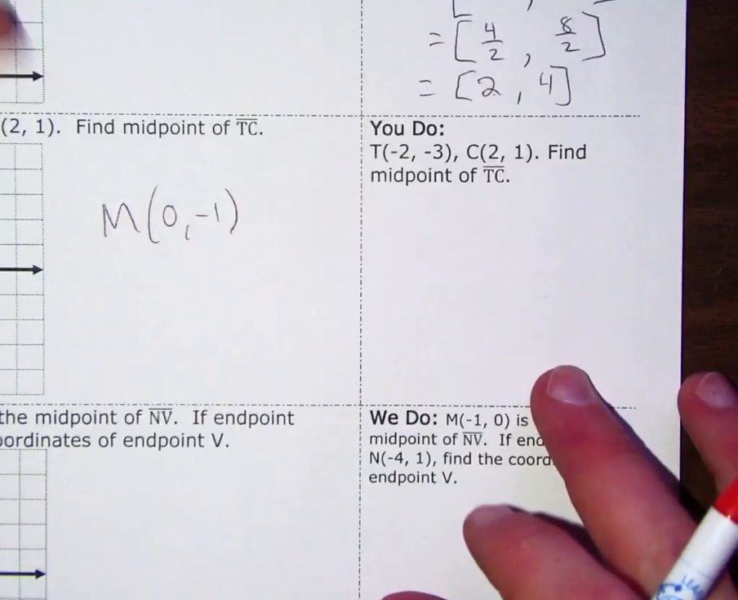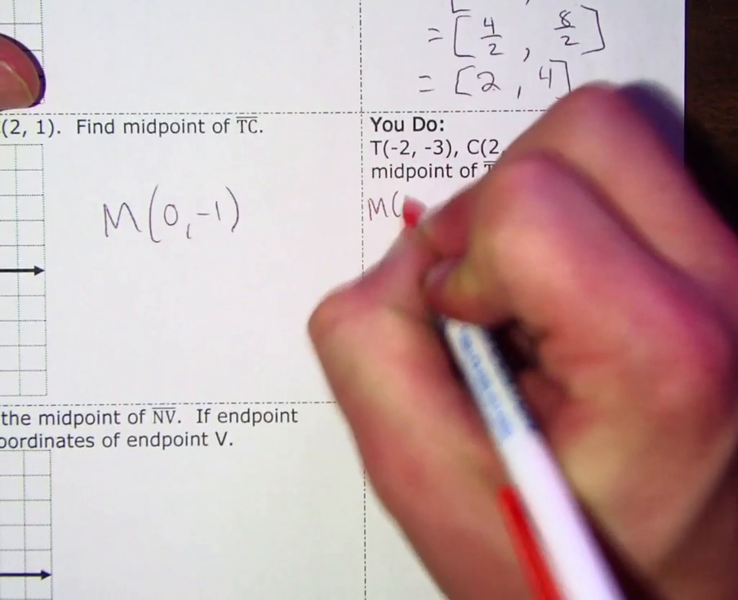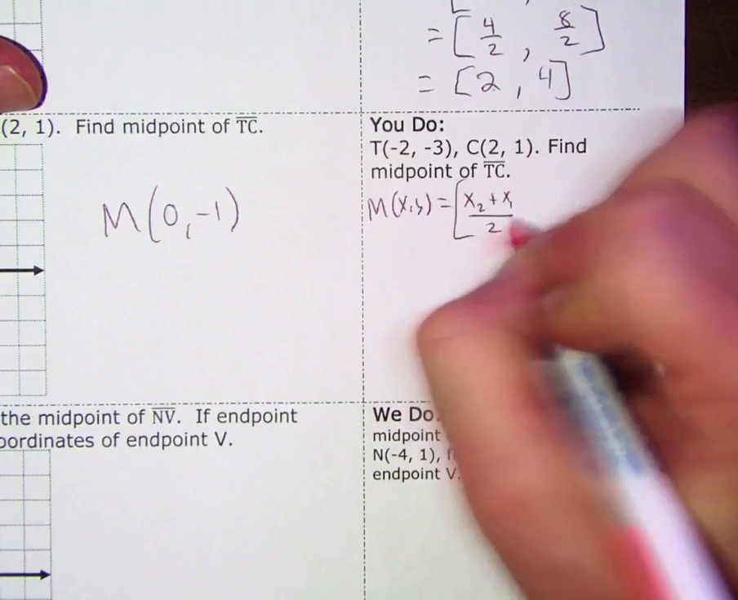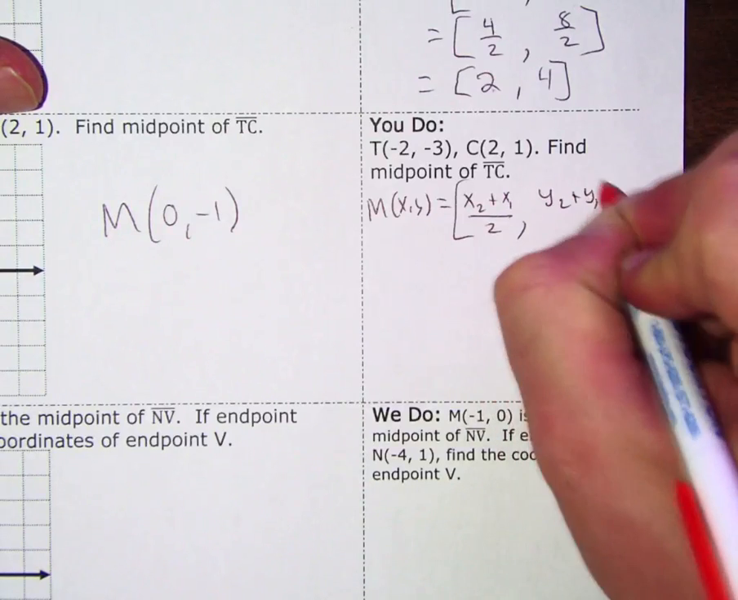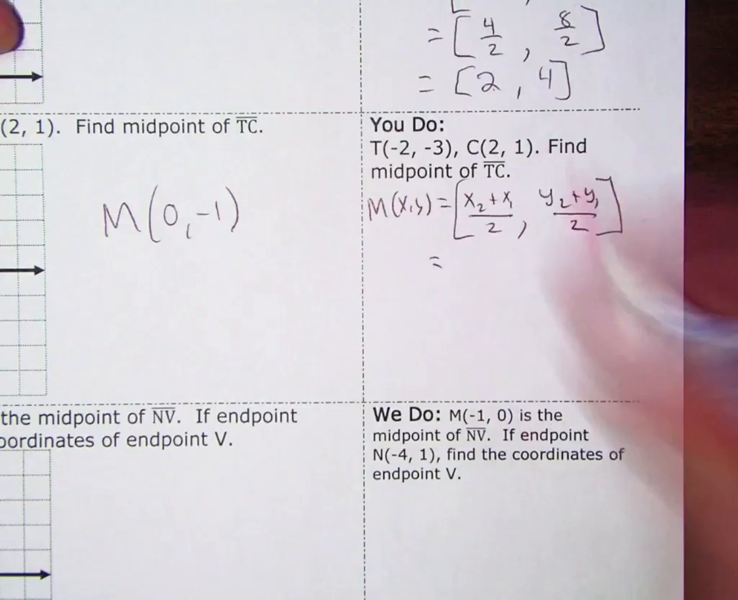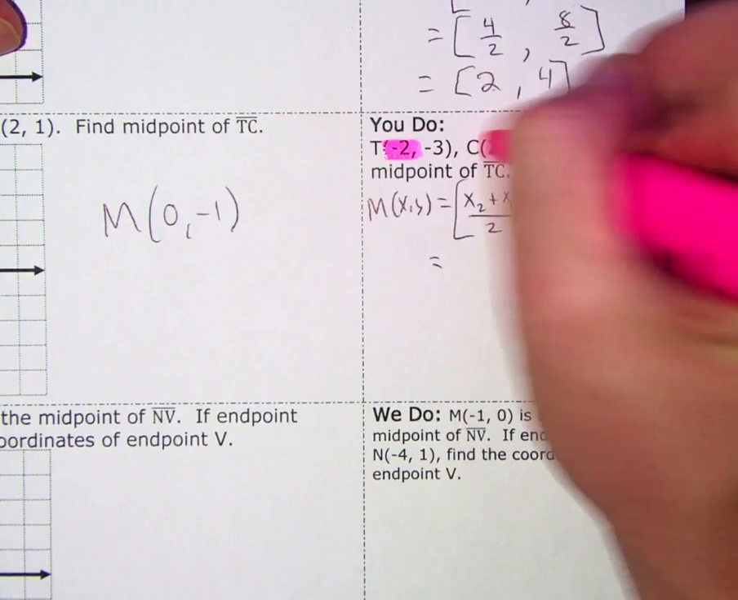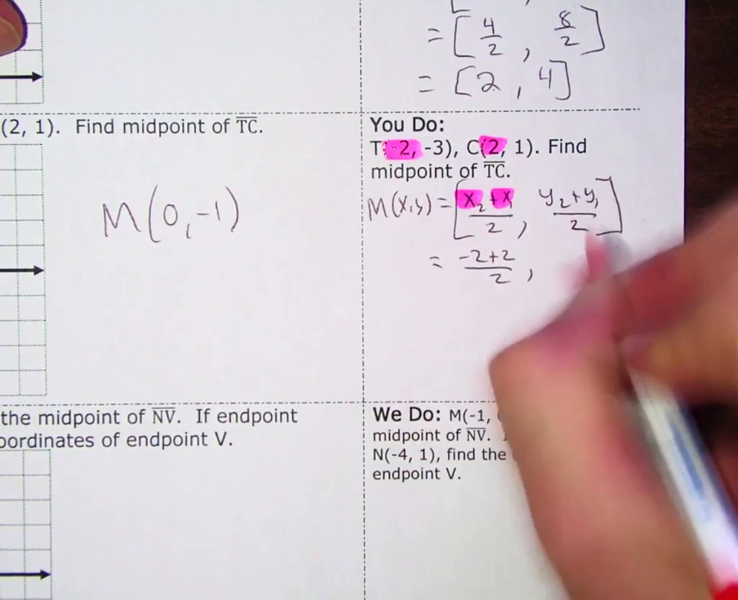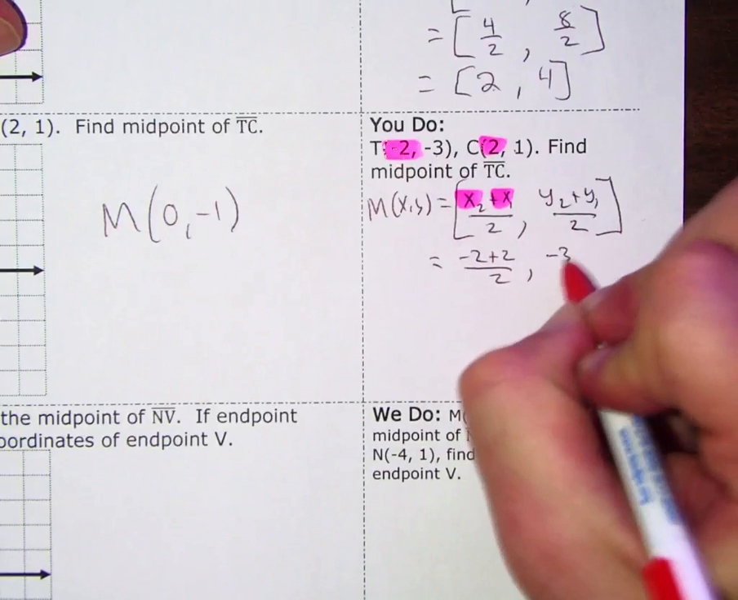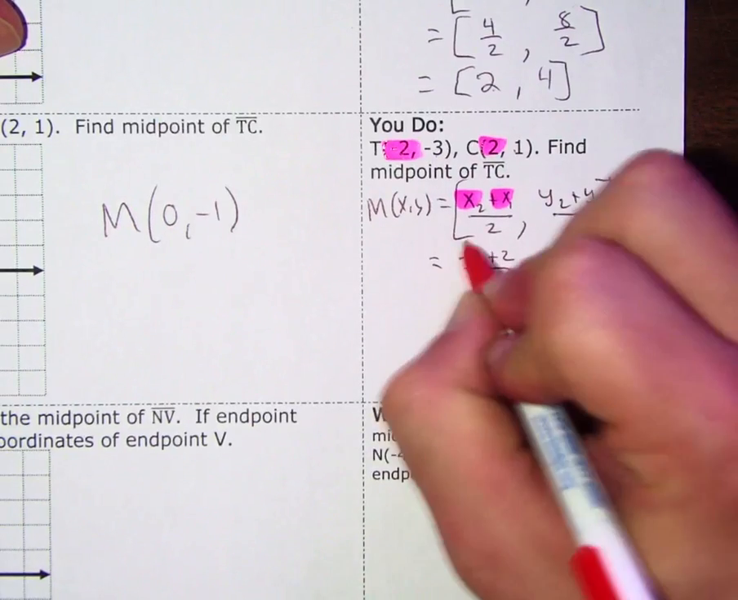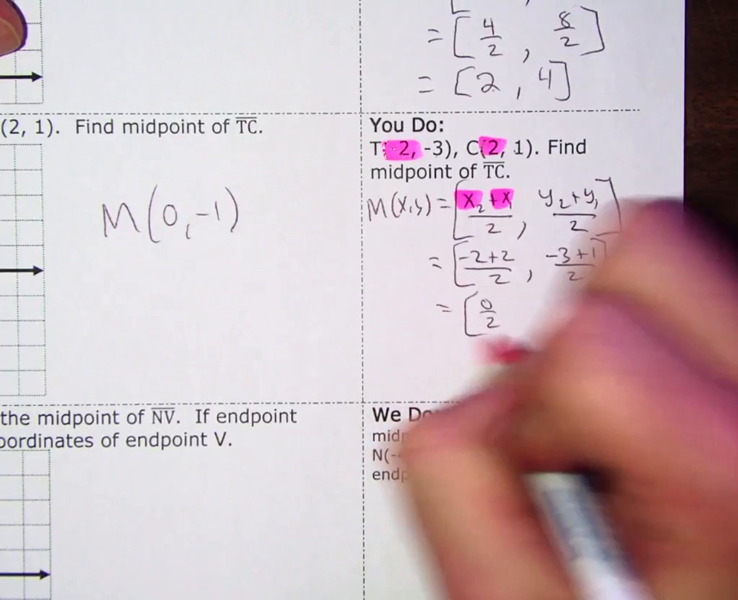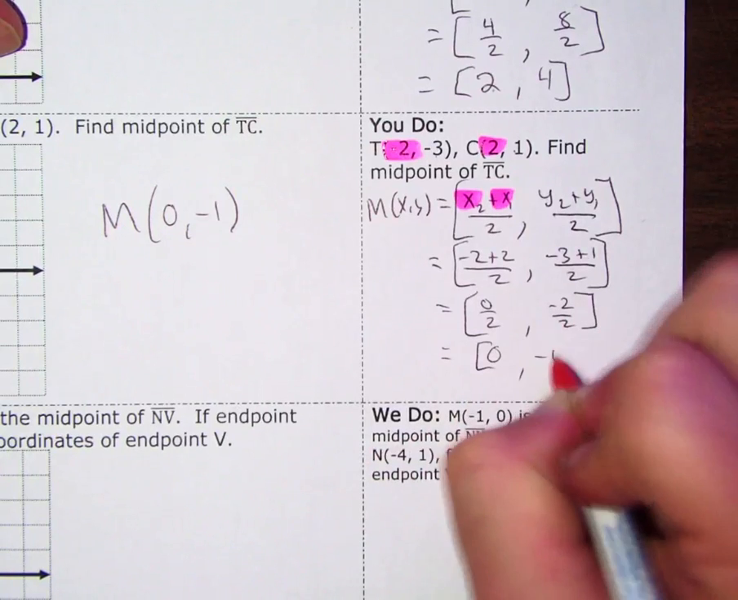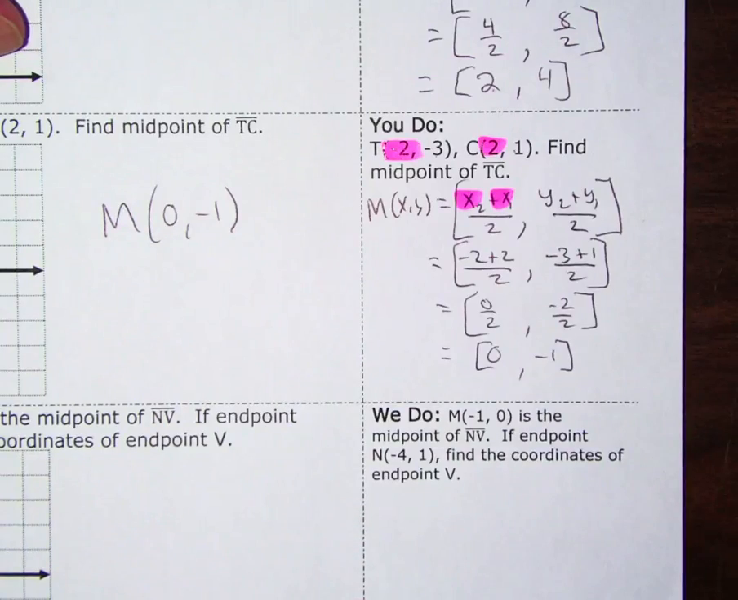Or, let's use the formula. The midpoint coordinates are equal to the mean of the x's and the mean of the y's. So I'm going to go ahead and substitute in. Here are my two x's. I'll put here and here. I'll put negative 2 plus 2. And then my y's are negative 3 and 1. That's 0 over 2. And this is negative 2 over 2. Making for 0 and negative 1, which is exactly what we had over there.